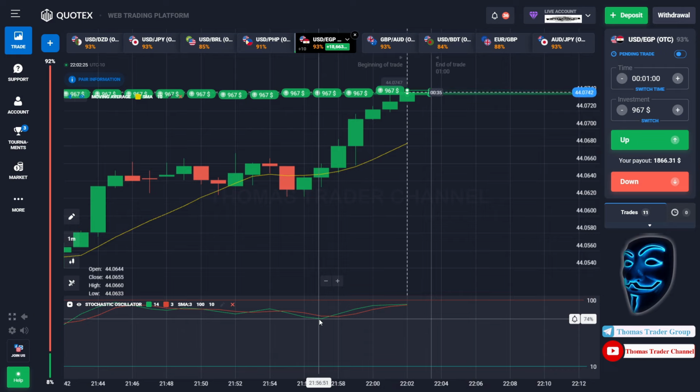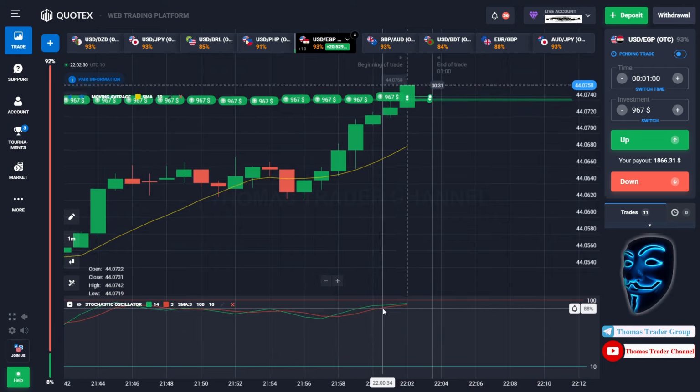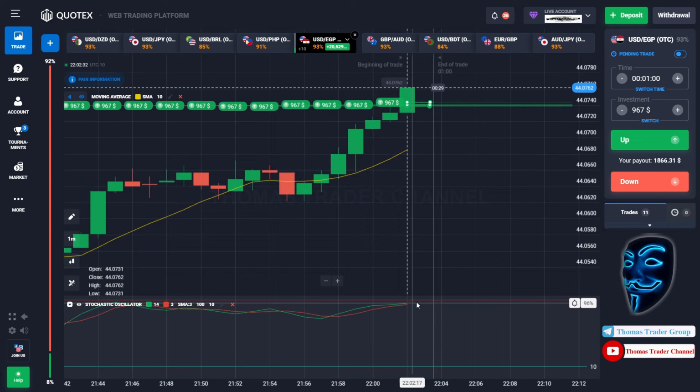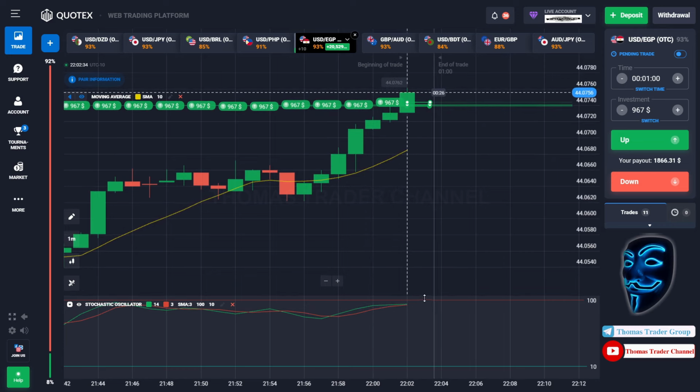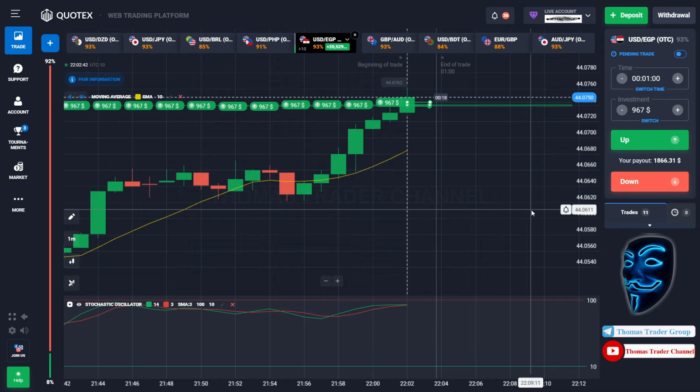Like what I've said before, the market will continue the bullish trend, and it will find the overbought area over here before it makes a rebound. Let's prove it and let's wait till the end of our trade.